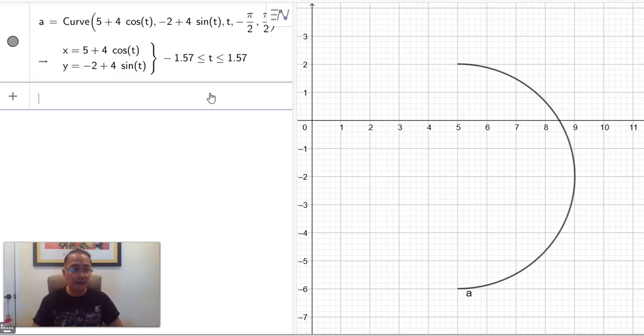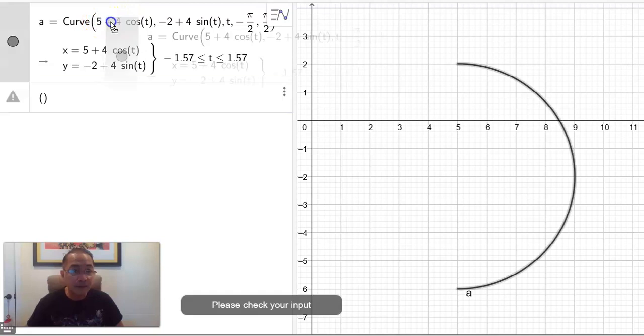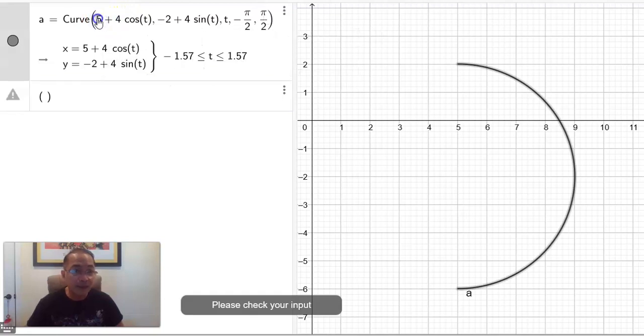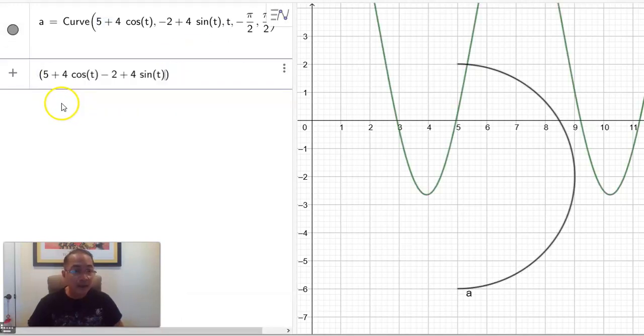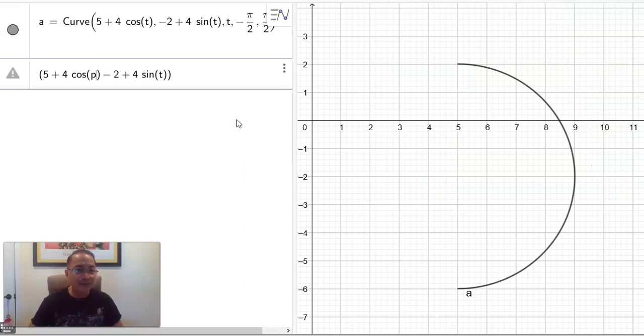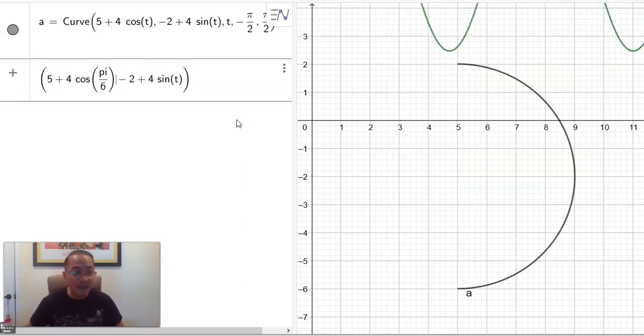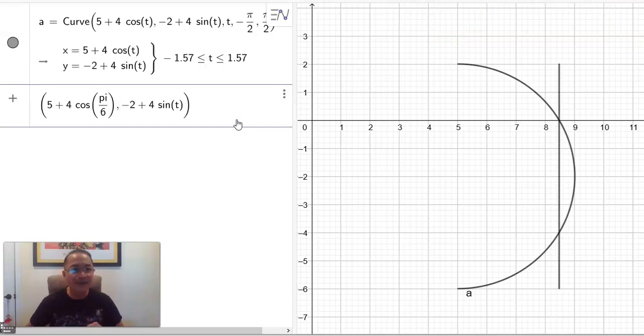So I can literally just copy this, and then I will just replace t with pi/6. Put a comma in. There we go. And that other t with pi/6. There we go. Oh, it's right over there.